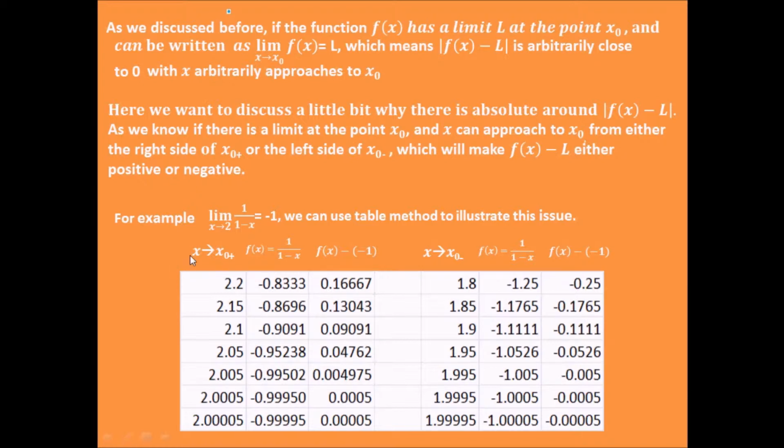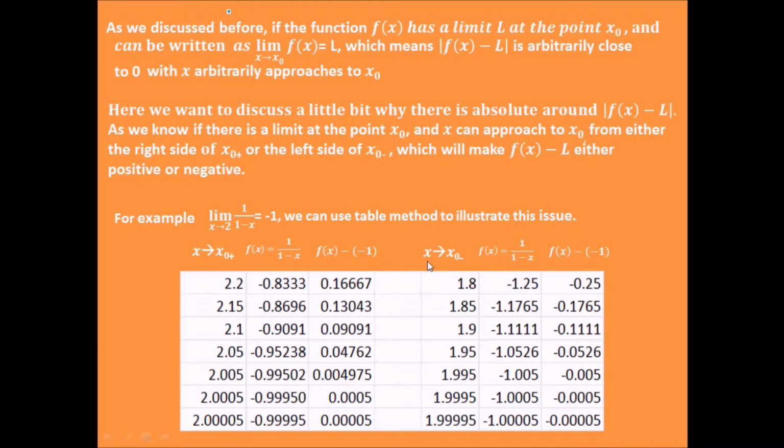As you can see, when x approaches x0 from the right side, x is always bigger than 2, although it can be infinitesimally close to 2. Here is the corresponding function value. This is the difference between the function value and the limit L. As you can see, with x approaching 2, the difference will approach 0, but it will always be bigger than 0, so the difference f(x) minus L is a positive number.